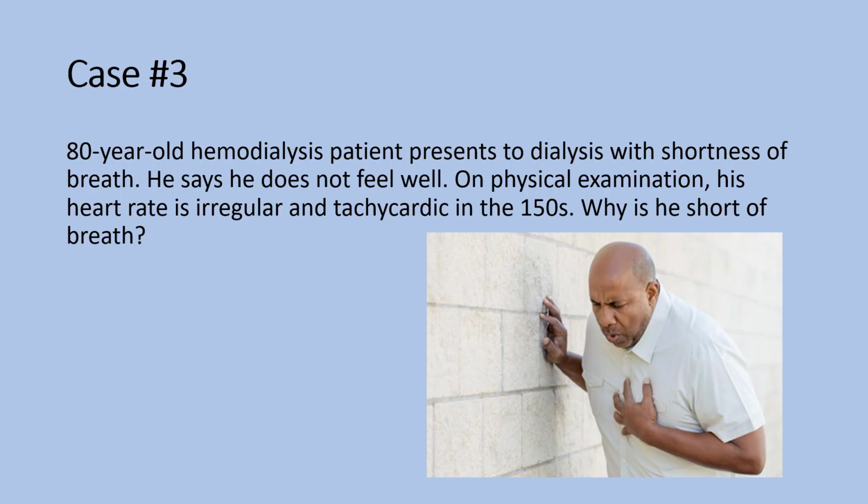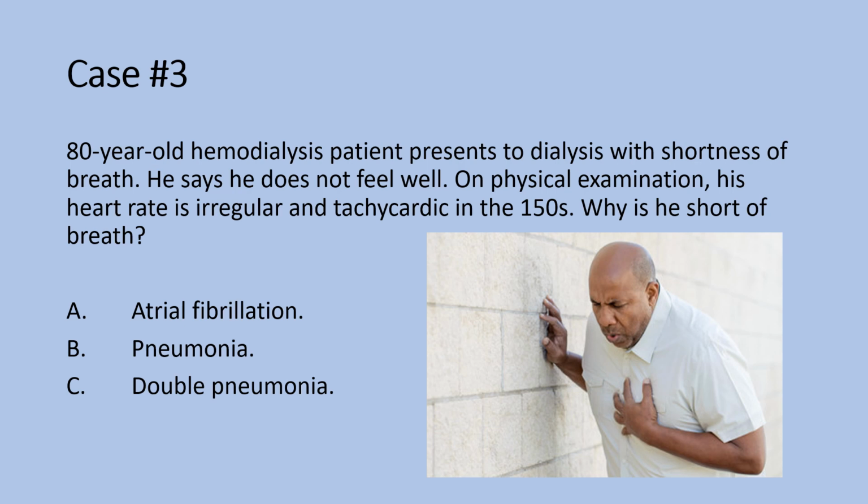Okay, next case. 80-year-old hemodialysis patient presents to dialysis with shortness of breath. He says he does not feel well. On physical examination, his heart rate is irregular and tachycardic with a rate in the 150s. Why is he short of breath? Is it A, atrial fibrillation, B, pneumonia, C, double pneumonia, or D, triple pneumonia? And the answer is atrial fibrillation.